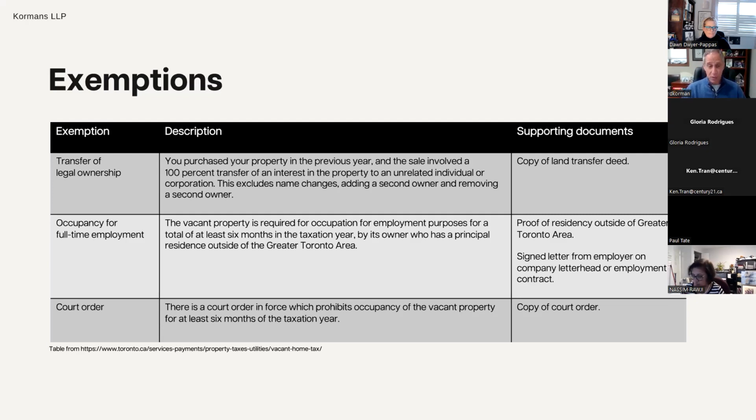And the last exemption is a court order. Because someone might go to get a court order that may prohibit occupancy of the property for 6 months a year for some reason that I don't know what it would be, but that's a potential exemption as well.